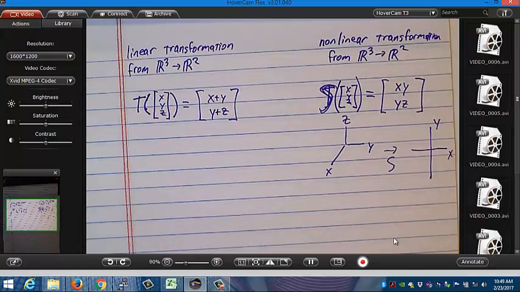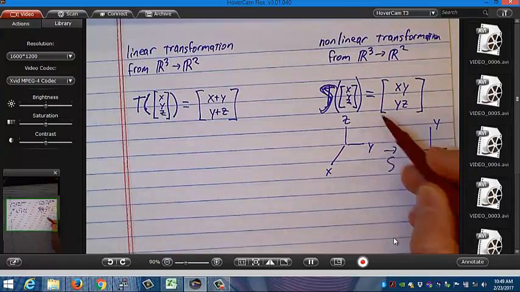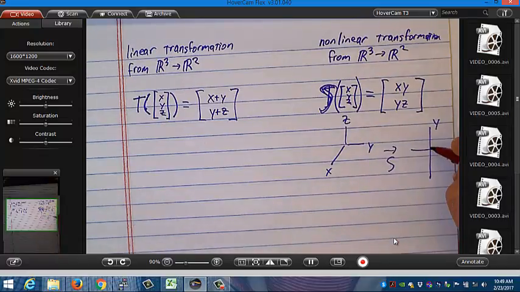Here's something that I think is kind of cool. Which points from here, from R3, would get mapped to the origin, 0, 0? Can you tell me?